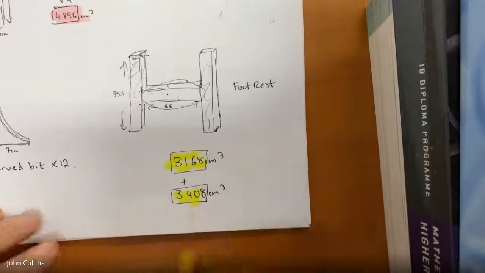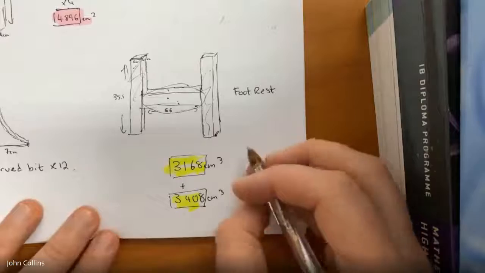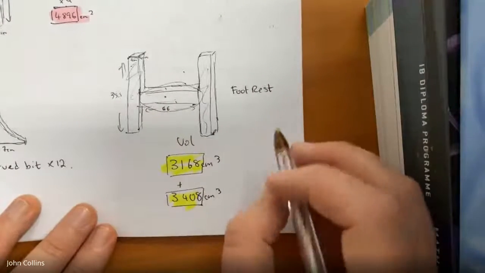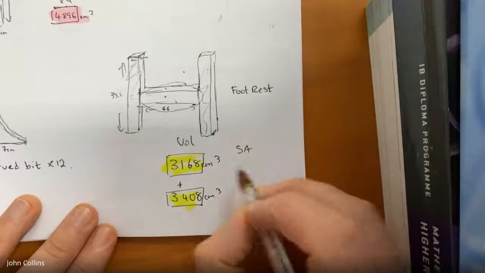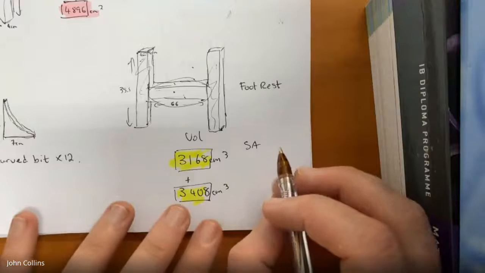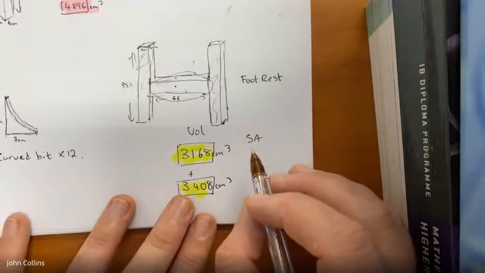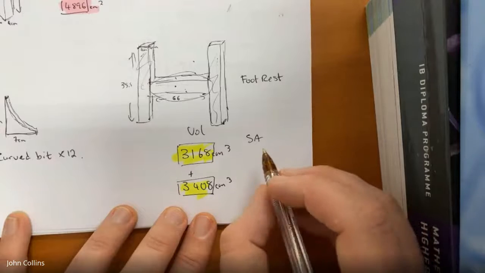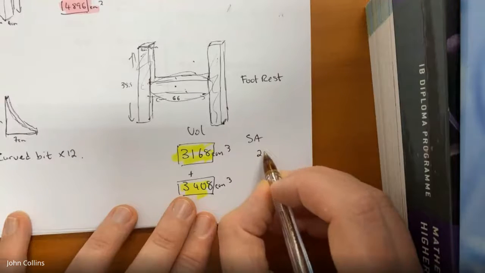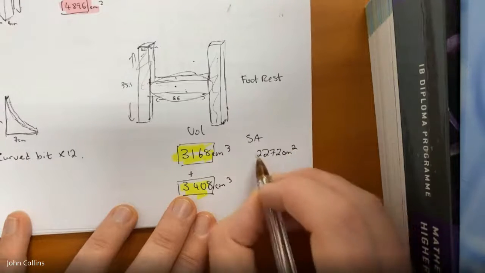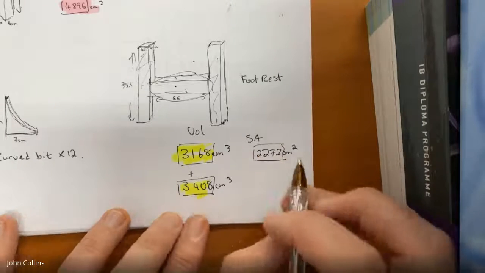For surface area, so that's the volume of this and this. The surface area then, similar process, just loads of surfaces here, aren't they? And I calculated that all those surfaces together would have a surface area of 2,272 centimeters squared. Those surfaces, all those surfaces.